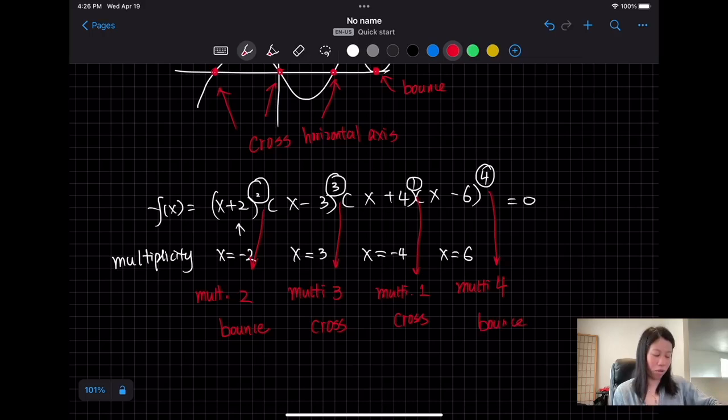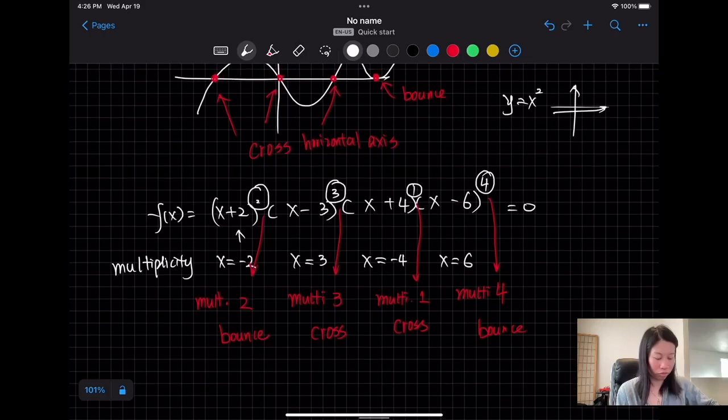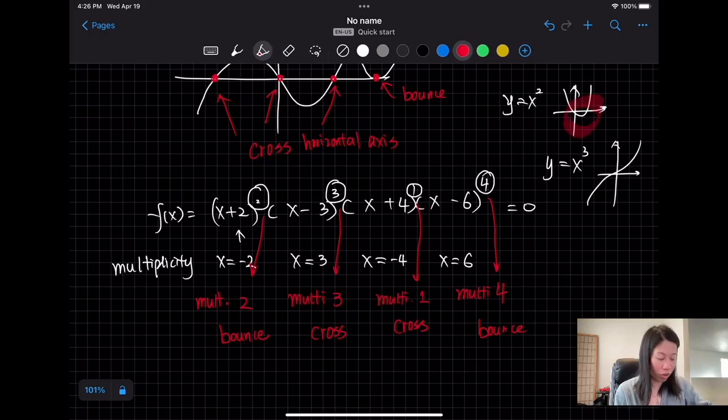You can think about it this way. y equals x squared is going to look like a parabola, right? A parabola looks like what? A bounce. If y equals x to the cube, an odd number, the graph crosses. This is the short-run behavior. That means what happens in between, in this part, not the end behavior.